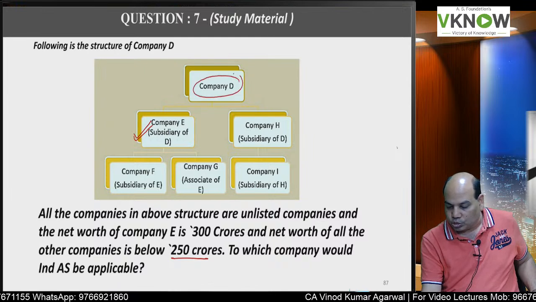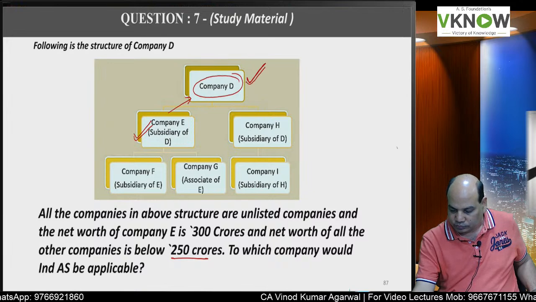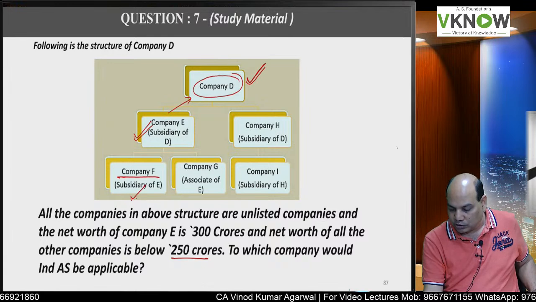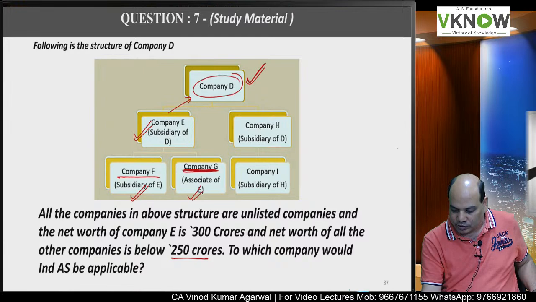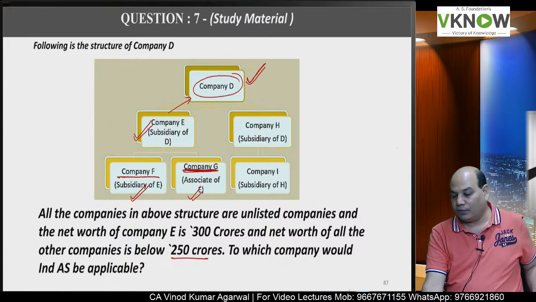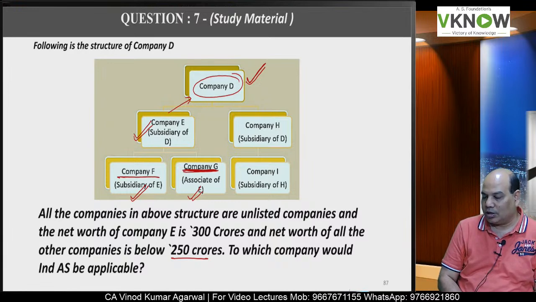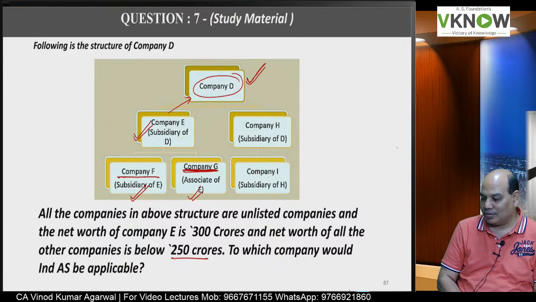Will it be applicable to D also? Yes, because D is the parent company. Will it be applicable to F also? Yes, because it's a subsidiary. Will it be applicable to G also? The answer is yes. So mandatorily 4 companies will follow Ind AS: E, D, F, G. But the million dollar question is whether H and I will also follow Ind AS.